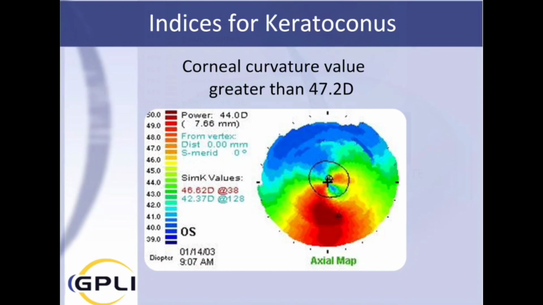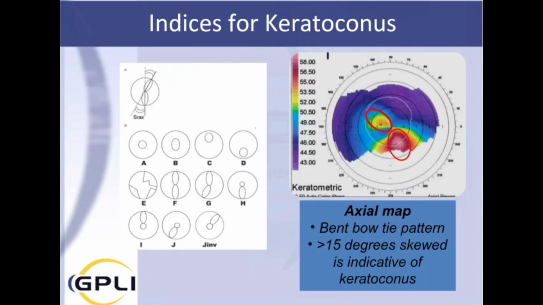If there's a corneal curvature value greater than 47 diopters, consider the diagnosis of keratoconus. When viewing the axial map, the bent bow tie pattern is the most common pattern seen. The red spot or hot spot may show up as a central curvature change, inferior or superior curvature change, or a variety of bow tie type changes. If the bent bow tie is skewed greater than 15 degrees, there is a greater likelihood that it is due to keratoconus.